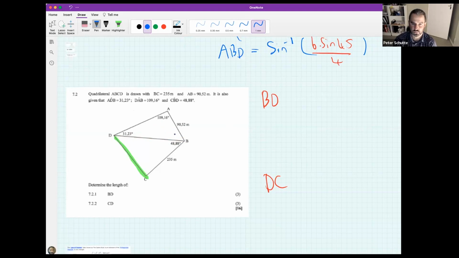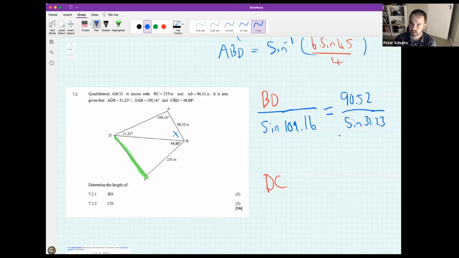Oh, you could find this angle, yes, you could, but I don't think it's necessary right now. Yeah. So I'm going to say BD over the sine of 109.16. And then I'm going to say 90.52 over the sine of 31.23. And then I want to know from everyone, what is the value of BD that you're getting?